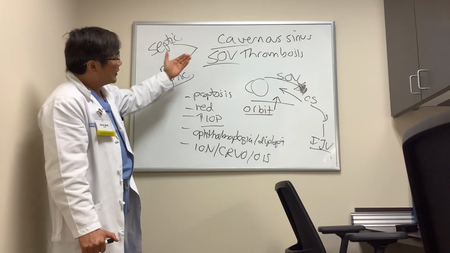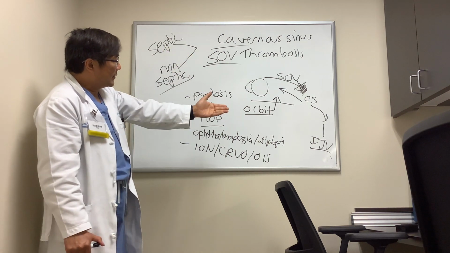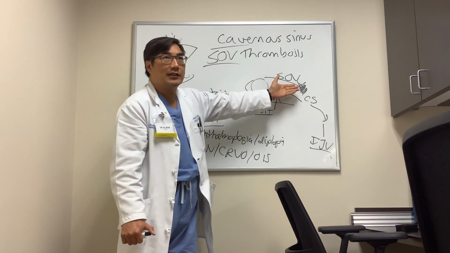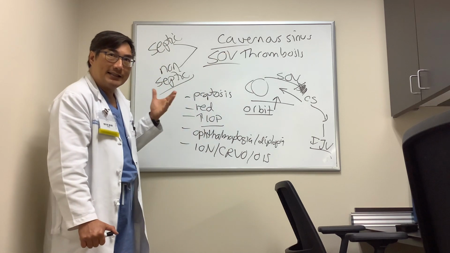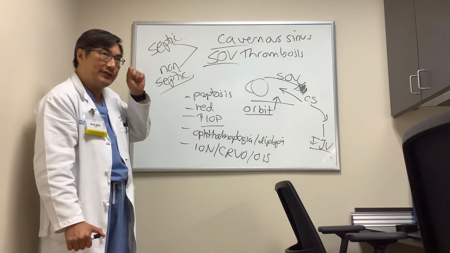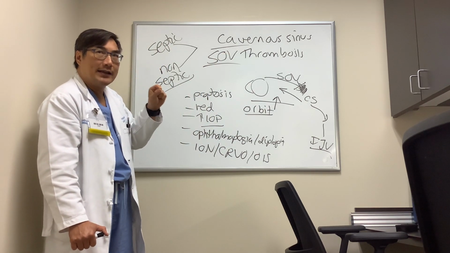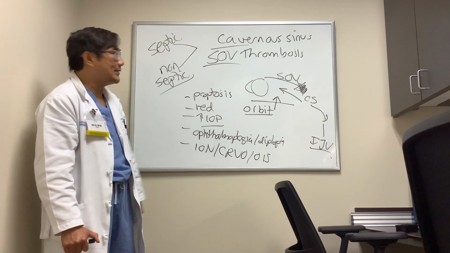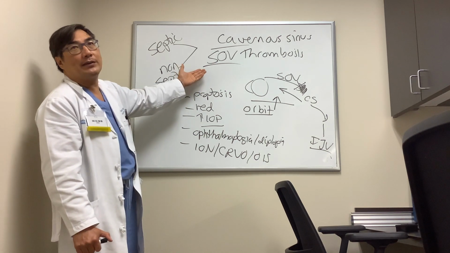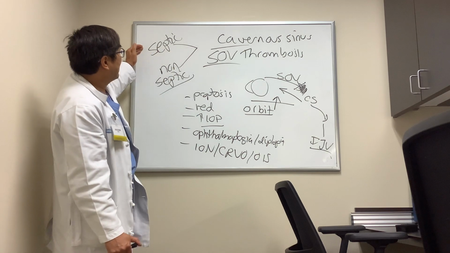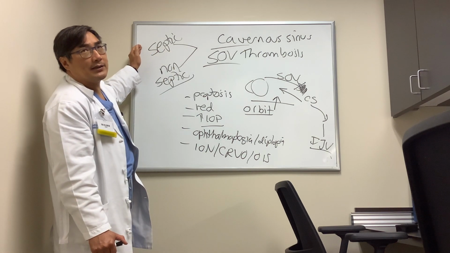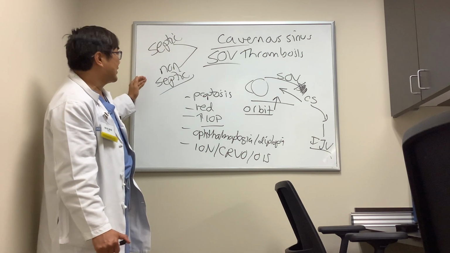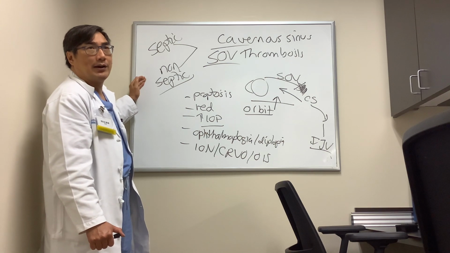And so the imaging studies are going to show the thrombosis and SOV enlargement with clot inside the SOV. That clot is usually visualized as hyperintensity on MR and hyperdensity on CT. And you might need an angiogram to confirm this. If it's septic, we're going to treat that with antibiotics, and you might have anticoagulation. If it's non-septic, we're just going to use the anticoagulation.